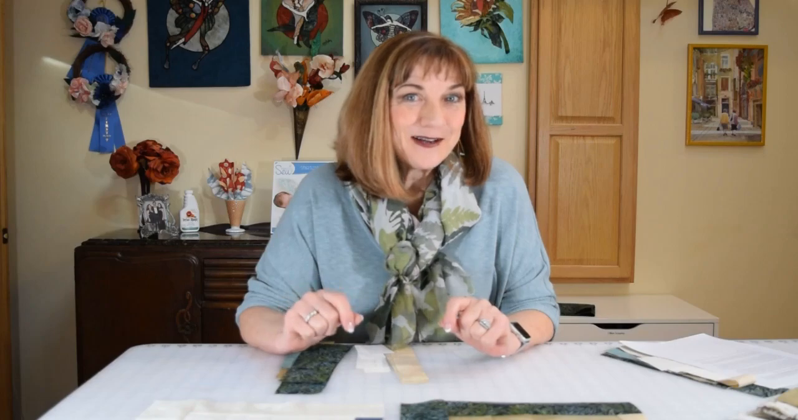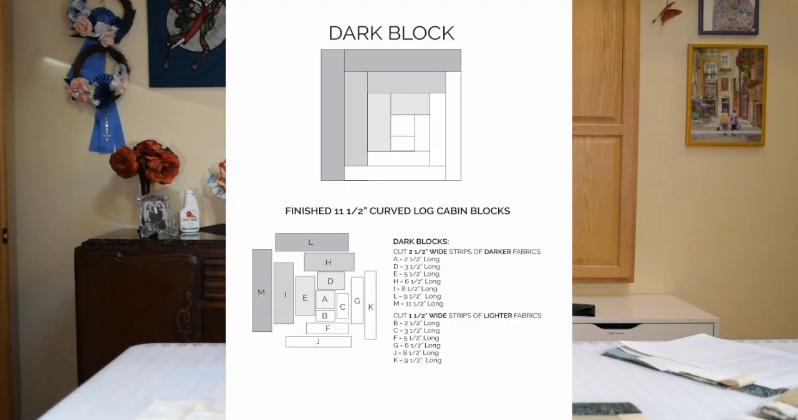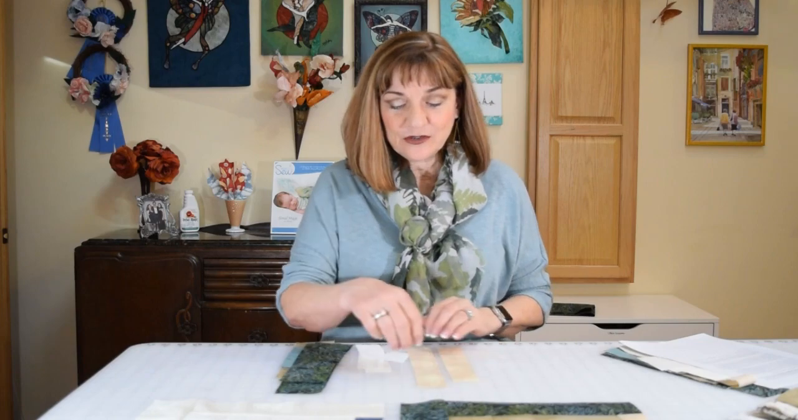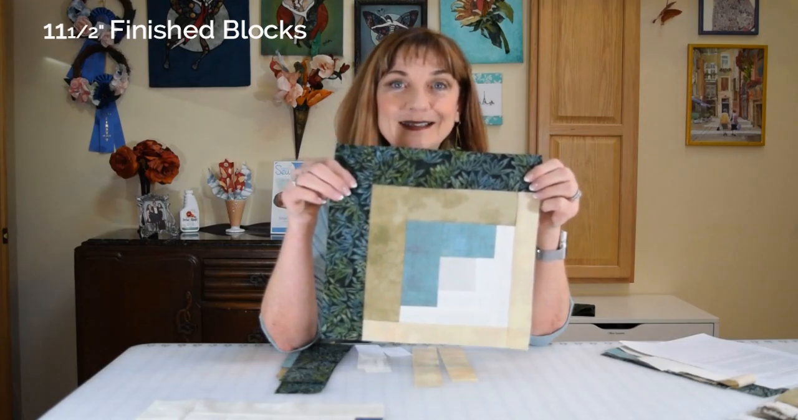For the block piecing, I am also doing 2 downloadable pages, one for the light, one for the dark blocks. They're again downloadable in the section below what you're watching right now under the description, and it's going to show you the sizes of each of the strips and the construction so that you can put the pieces together to create a curved log cabin block.